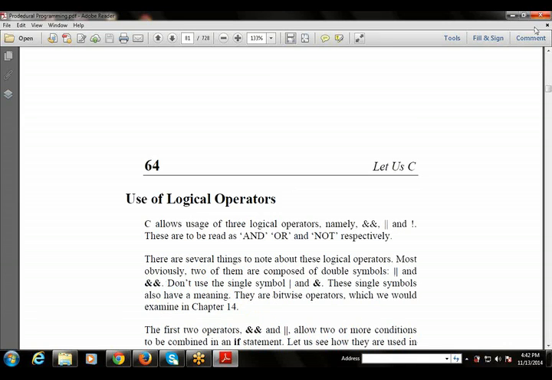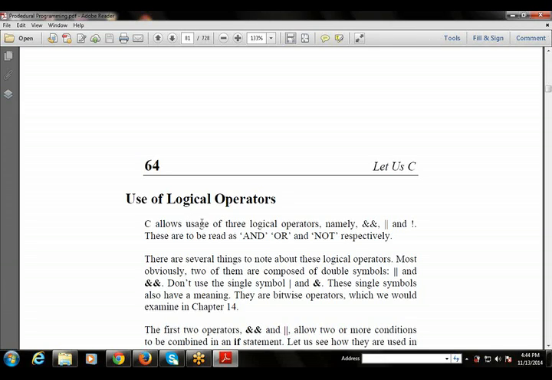Now next is the use of the logical operators. That is how the logical operators will be used in C programming. That is the usage of the logical operators.